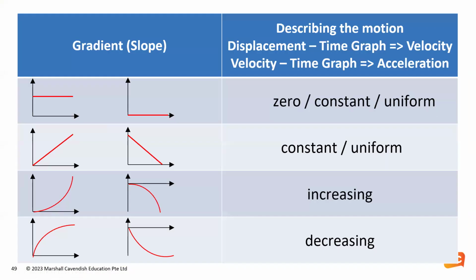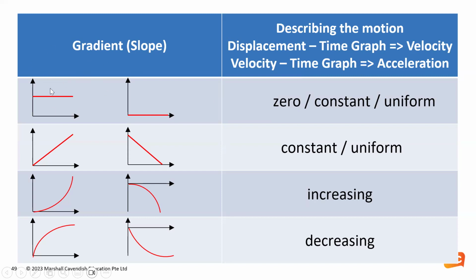Okay, so let's do a very, very quick summary or recap of what we have covered so far. Whenever we want to describe motions, we have two types of graph over here, displacement time graph and velocity time graph. For displacement time graph, the gradient represents the velocity, while for velocity time graph, the gradient represents the acceleration.